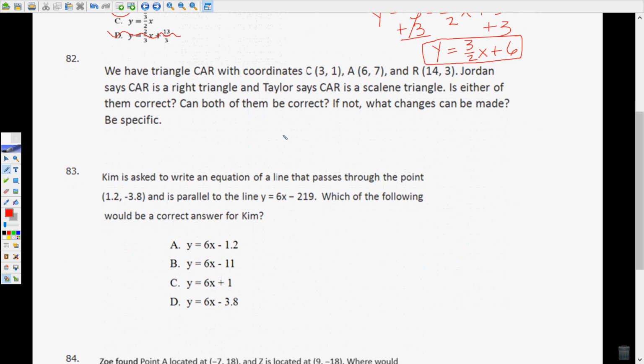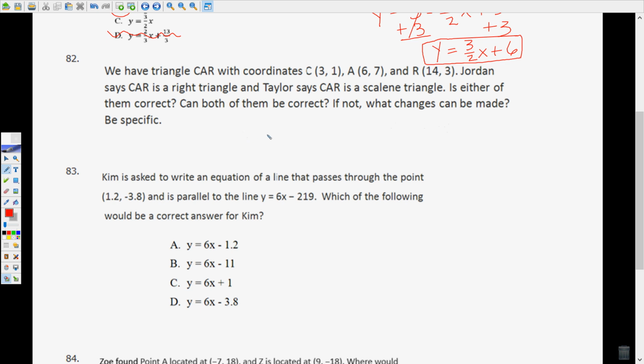Okay, on 82, I'm just basically going to talk you through this and give you the length of each side rather than working through the distance formula. We have triangle CAR with coordinates here. Jordan says CAR is a right triangle. Taylor says CAR is scalene. Is either of them correct? Can both of them be correct? If not, what changes can be made?